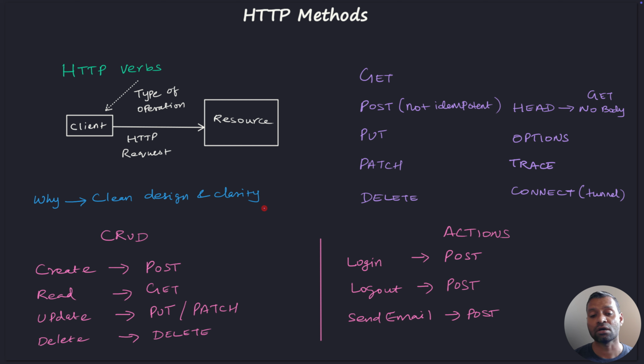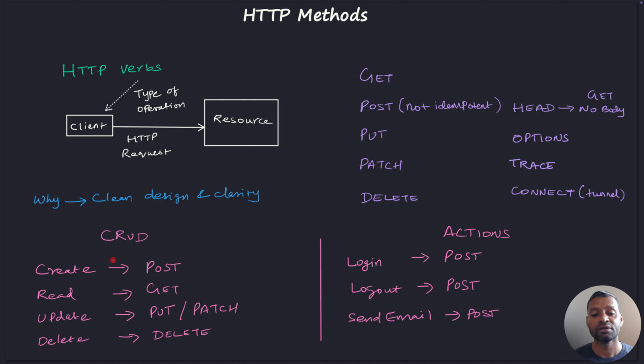Okay. So now, how do you know you are using these methods correctly? This is one of the commonly asked questions, right? What method to use for what operation? In my mind, I classify all operations into 2 separate categories. One is CRUD, which is create, read, update, delete. And the second one is actions.